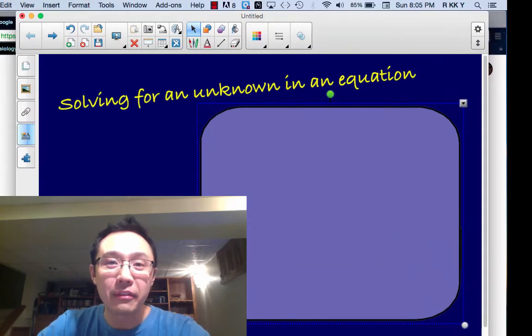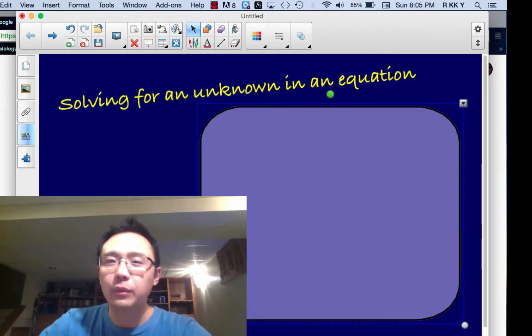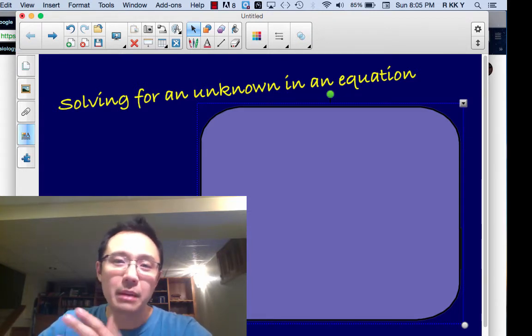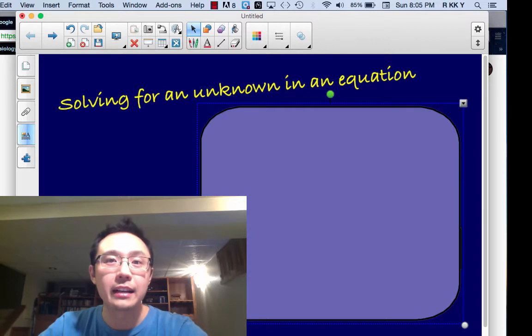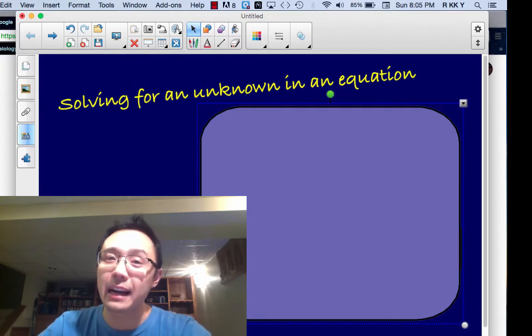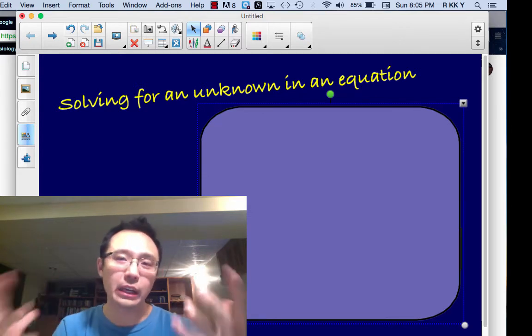This is going to be about my favorite unit in grade 9 math, and this is about solving for unknown in an equation. The reason why I love this unit so much, I remember doing this when I was in grade 9, and I enjoyed it so much because I can always verify and double check my answer to see if I actually did it right, because that's what an equation is.